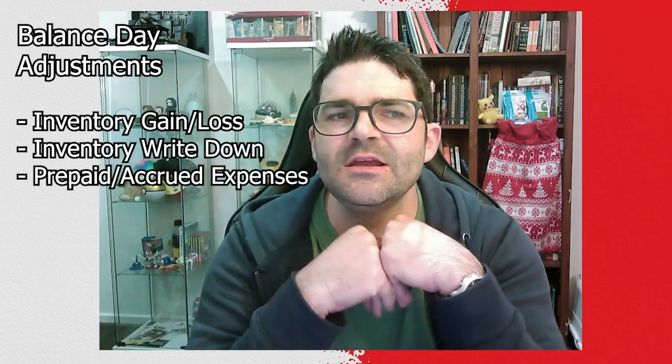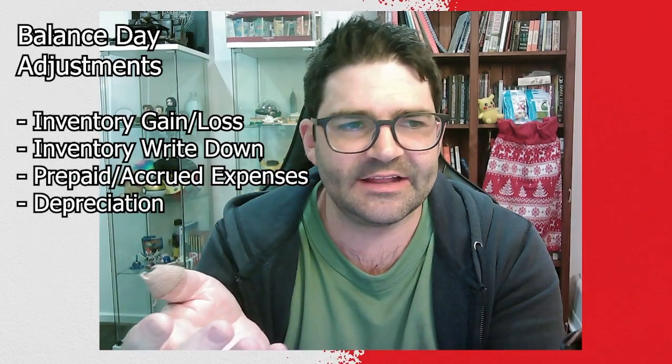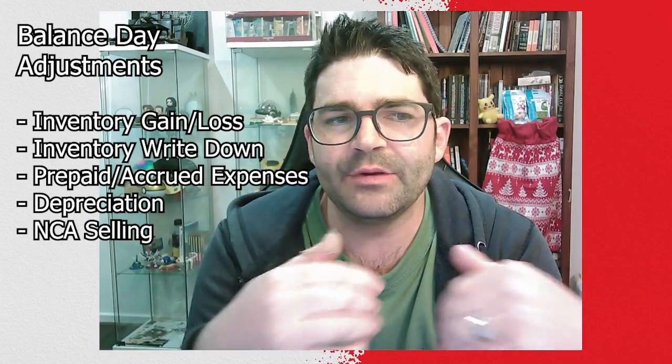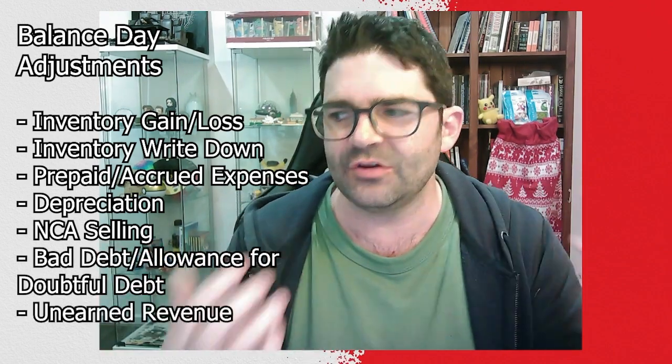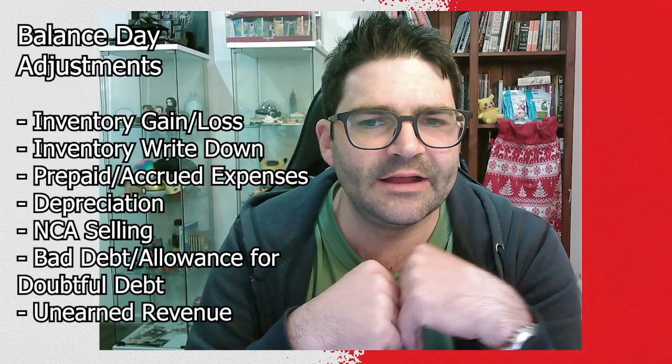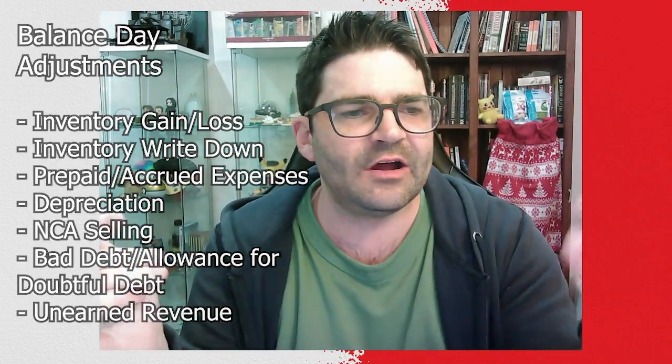So just a reminder, this is all still part of the broader topic of balance day adjustments. If we look at the balance day adjustments, we can see our list again: inventory gain and loss, inventory write down, prepaid and accrued expenses. We've done those three already, but today depreciation, non-current assets, selling, and then after that will be the bad debt / allowance for doubtful debt, and the unearned revenue video. So we've got a lot coming up, but as long as you follow step by step, you will be fine. So we're going to start with what a non-current asset is.